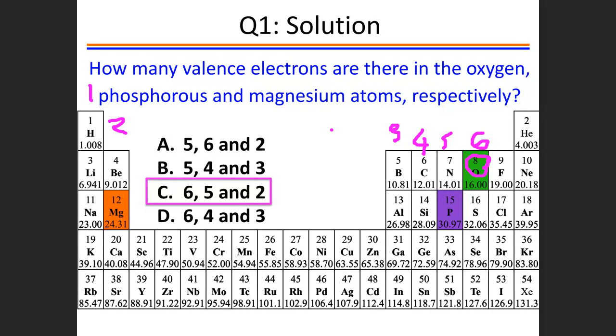Second, we have phosphorus. 1, 2, 3, 4, 5. Got it? Finally, we have magnesium. 1, 2. So magnesium here is 2. Now, if we want to draw magnesium, how? Because magnesium's atomic number is 12. So first shell 2, second shell 8, 8 plus 2 is 10, and the third and final shell is 2.